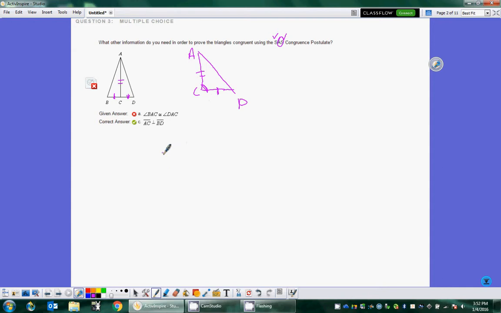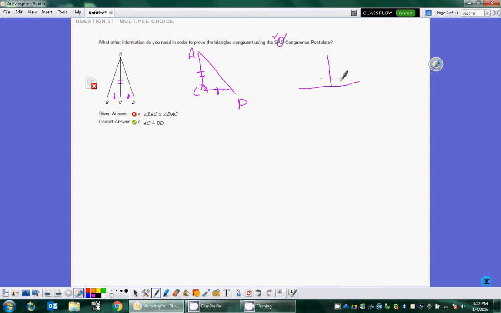Okay, so AC is still there. So remember, when I've got parallel lines, alternate interior angles are going to be congruent. So now I've got two pairs of angles so far, and I have the shared side between. So I've got two angles and the side.